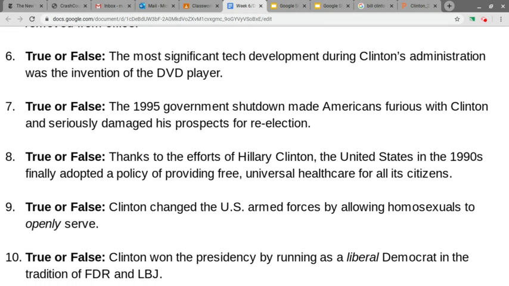True or false? The most significant tech development during Clinton's administration was the invention of the DVD player. As someone who remembers when the DVD player was invented, I can tell you that it was pretty awesome, and people were really jacked about watching a movie on a disc. However, that was nowhere near as epic a development as the internet.